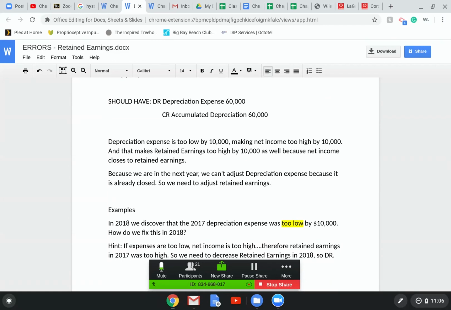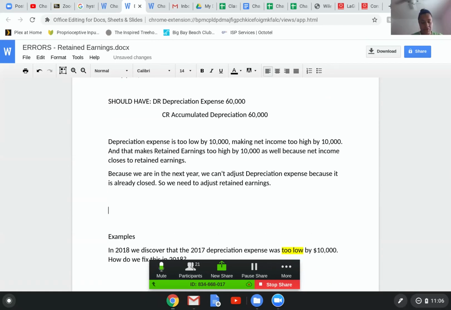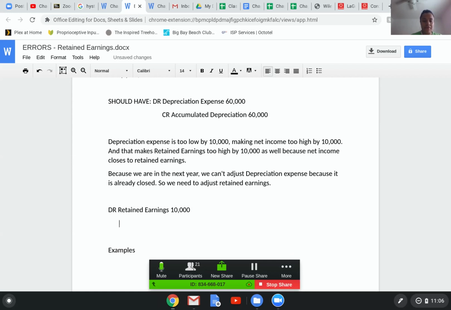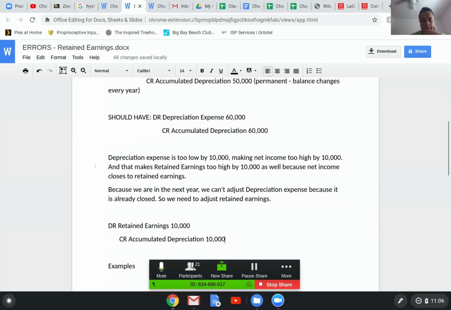Yes. Okay, so because you can't debit depreciation expense, you debit retained earnings with the 10,000. Now the question is, what do you credit? You can still credit accumulated depreciation, because it's a permanent account that doesn't close at all. The balance keeps rolling, so you are allowed to credit accumulated depreciation for the extra 10,000 that should have been recorded last year. And this is called the correcting journal entry. That's the correction that we need to make.